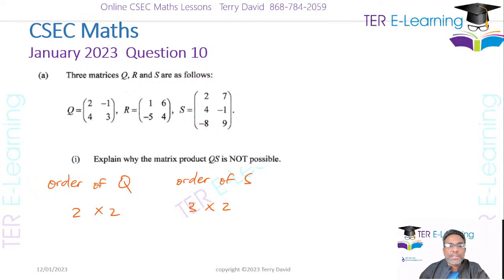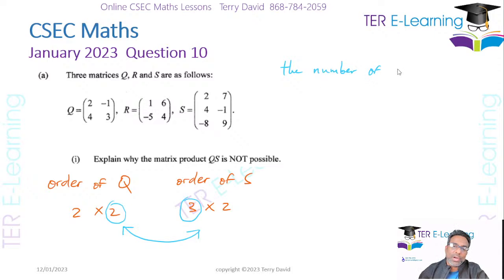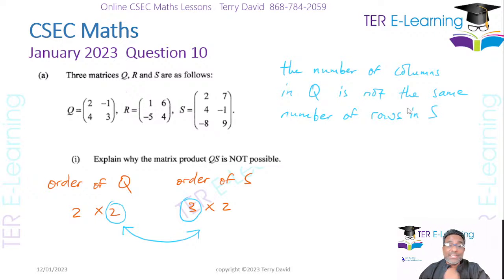Now, in order for 2 matrices to be multiplied, this number here and this number here need to be the same. They need to be conformable. This 2 has to be the same. If they are different, you cannot multiply the matrices. So when we say explain why the matrix QS is not possible, you're going to say the number of columns in Q is not the same as the number of rows in S, and that's the reason. That's why you can't multiply them. They must be the same number.